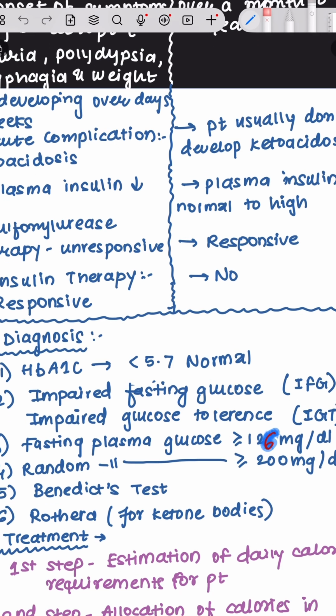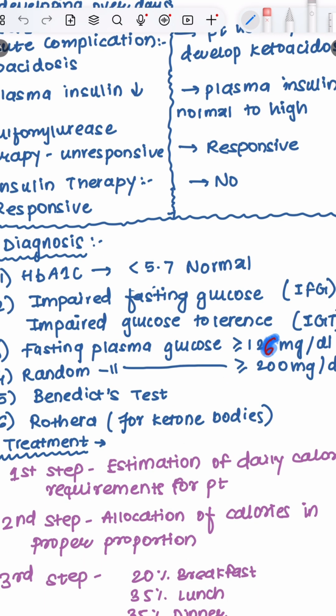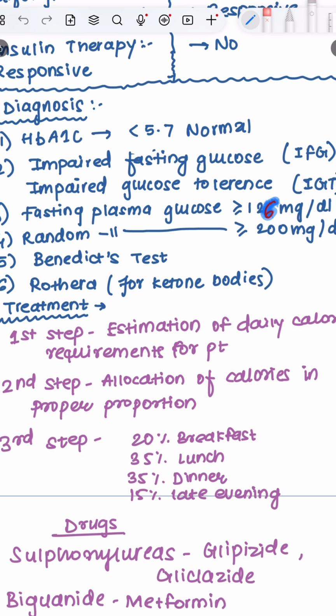When it comes to treatment, we usually give patients sulfonylureas, metformin in type 2 diabetes mellitus, and it is responsive to the drugs that we give. But in type 1, we usually have to provide the patient with insulin therapy. Then only the patient shows response.